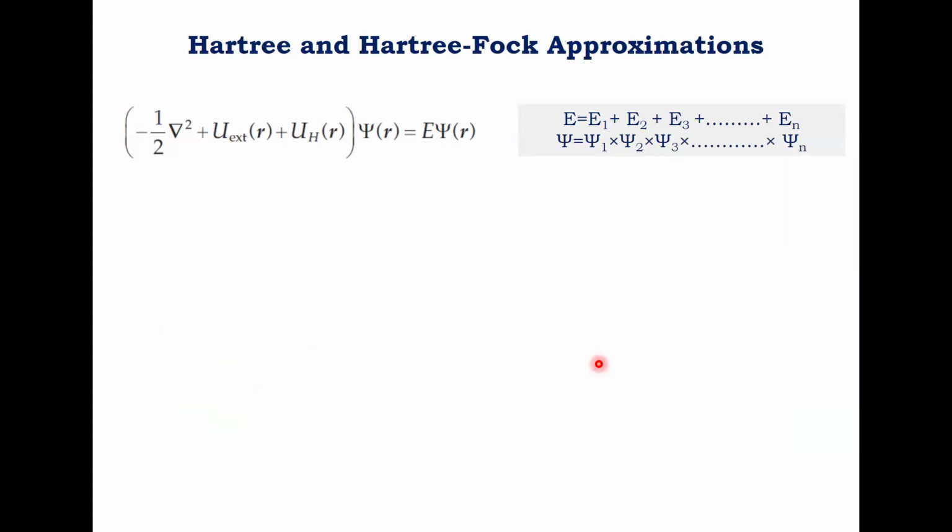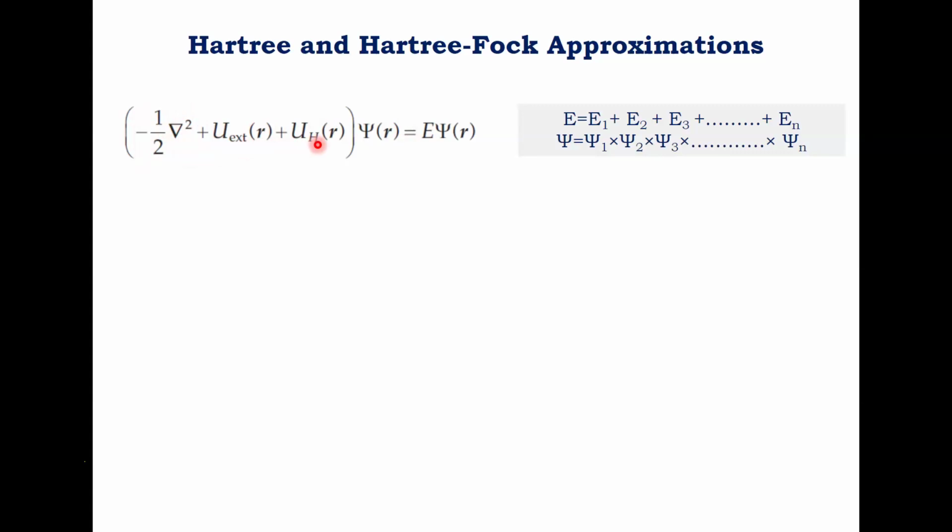The first independent particle model which came into the picture was the Hartree and Hartree-Fock model. The Hartree approximation was a very simple approximation. If you see this particular equation, this is the Hartree equation. We have three terms here. First is the kinetic energy part. Second is the external energy, which is nothing but the interaction energy between the electron and nuclei. UH is the Hartree energy. This is basically the simple direct interaction between the two electron charge distributions.